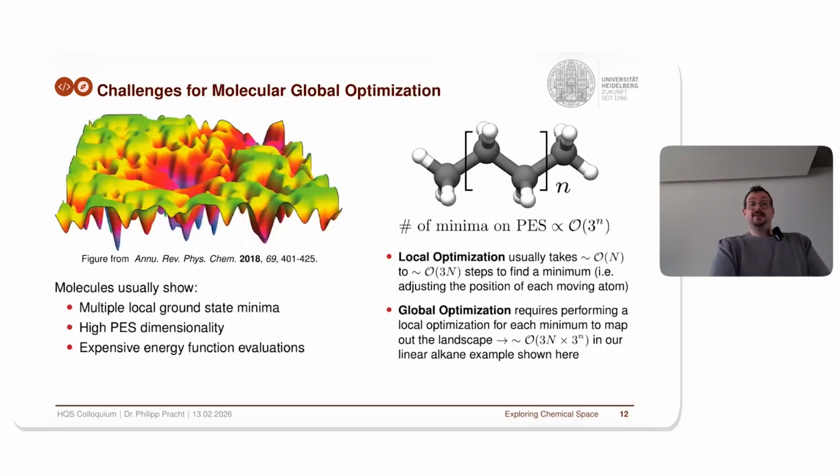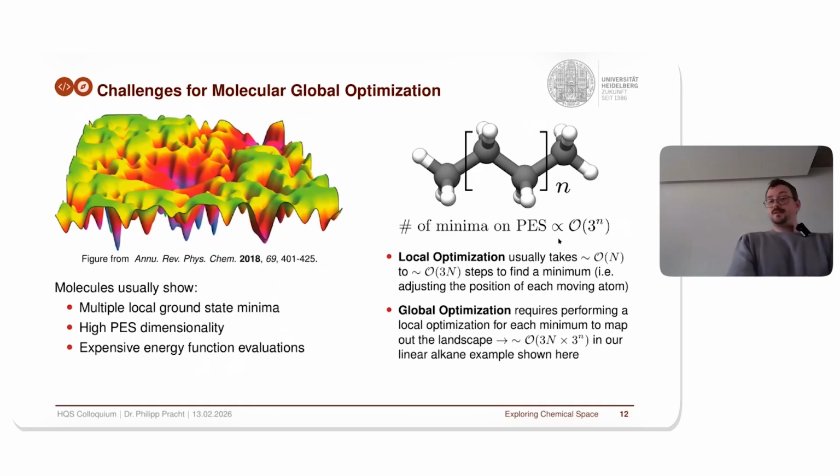Right. The big challenge for global optimization is that we have a lot of different minima that we might end up in, and our energy function, our energy evaluation itself, is quite expensive. So a typical DFT method scales cubically with the input parameters. And on top of that, you have to consider how many of these energy evaluations you have to do, even for local optimization. For chemical systems, we can quite nicely estimate them, at least for organic molecules.